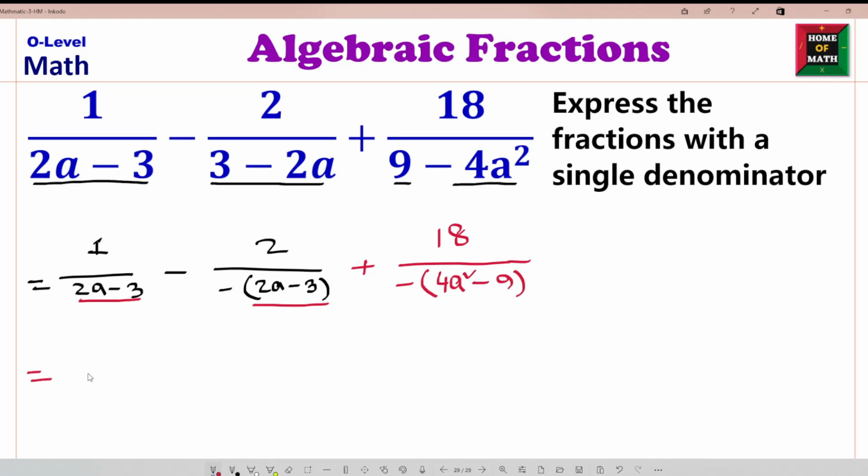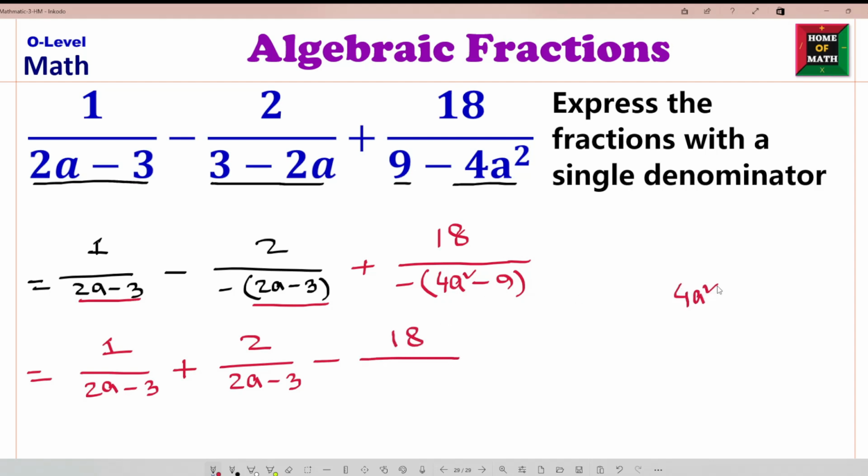Now look, 1 divided by 2a minus 3, this minus and this minus will become plus, 2 divided by 2a minus 3, and this minus, so plus and minus will become minus 18. Here is 4a square minus 9, this one is 2a square minus 3 square, it's looking like a square minus b square, so we can write 2a plus 3 times 2a minus 3.